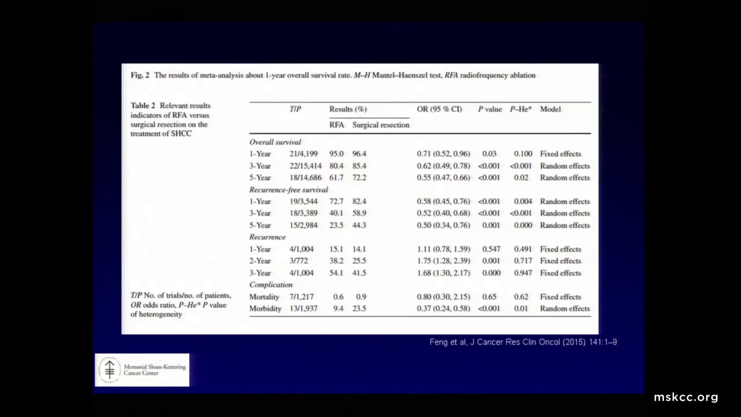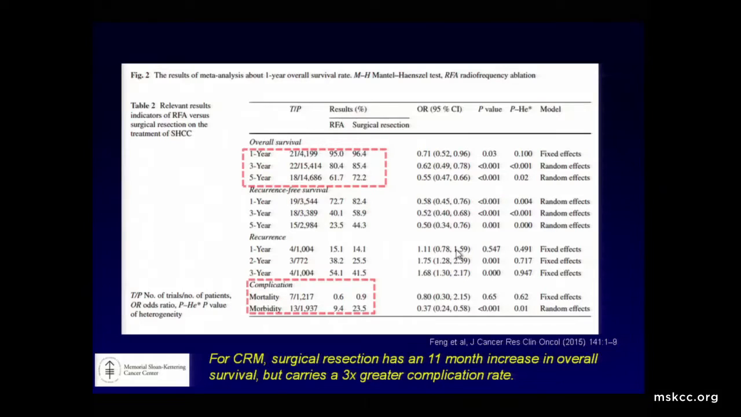However, in the same analysis, when they looked at complications, what they found was the complication rate was a lot lower. So at least for colorectal metastasis, surgical resection had an 11-month increase in overall survival, but carried a 3 times greater complication rate.